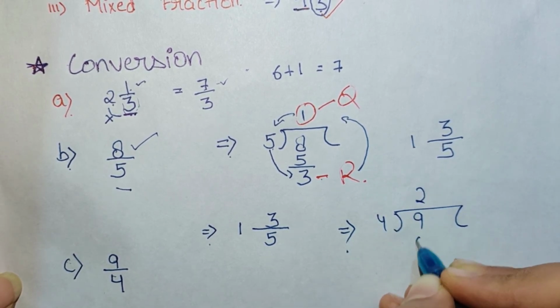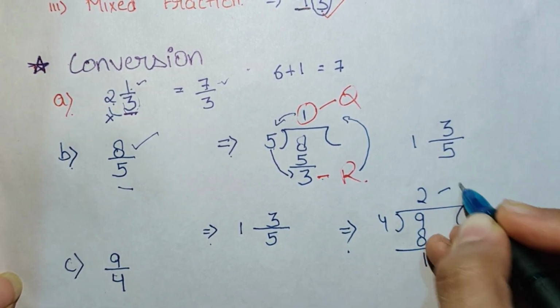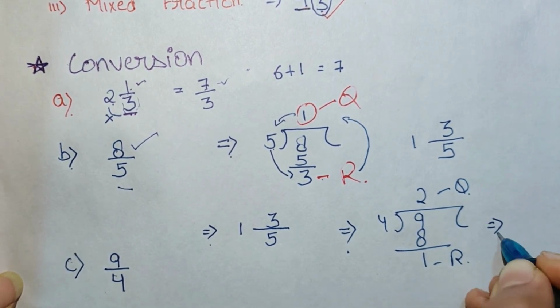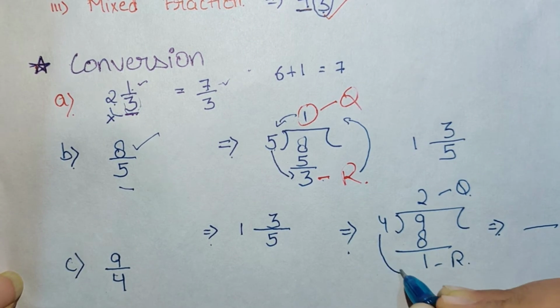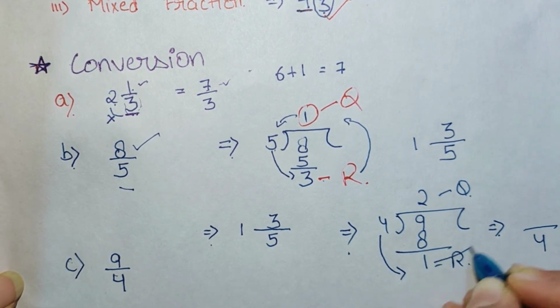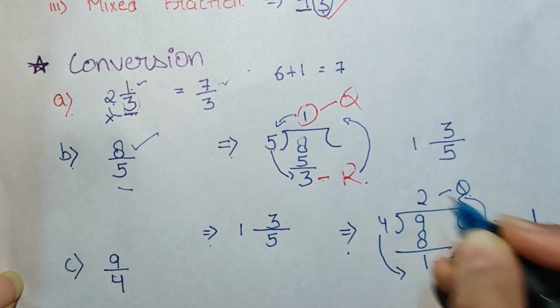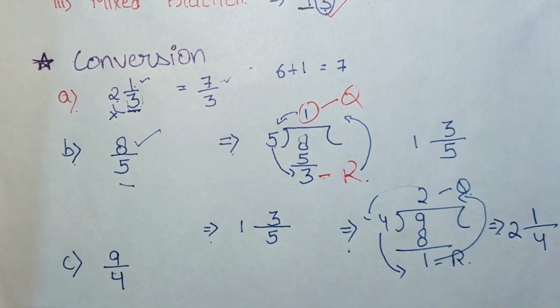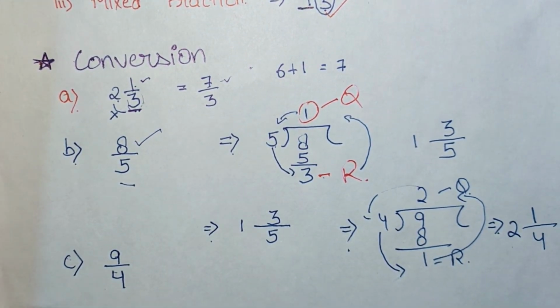4 2s are 8, 1. Now 2 is quotient here, 1 is remainder. 4 will come downside, 1 will go on upside and 2 will come this side like this. 2 1 by 4. This is how we convert fractions into mixed fraction and mixed fractions into fractions. Now our next topic is addition of fractions.